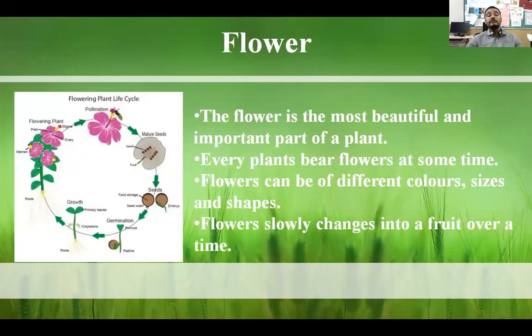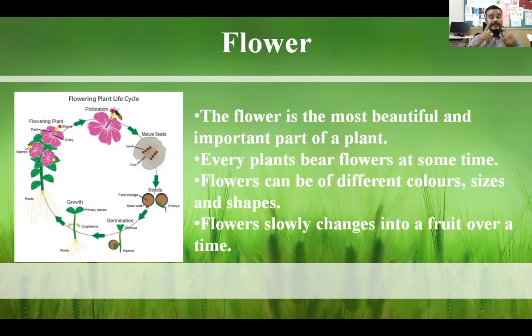Now we are going to learn about a very beautiful part of a plant, and it is called flower. Flower is the most beautiful and important part of a plant, and each plant bears flower at some point of time in their life, because without flower we cannot get seeds. So these flowers slowly turn into a fruit, and from that fruit we get seeds.